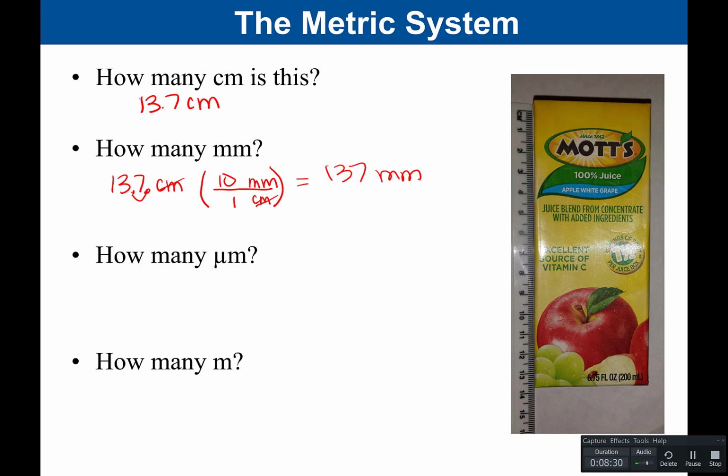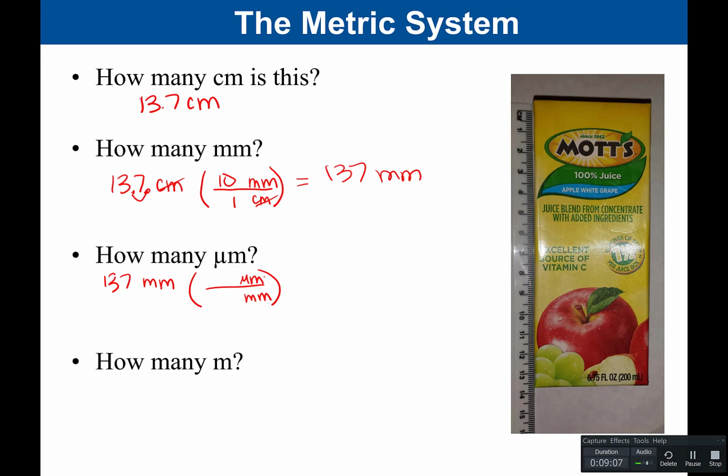The next one is asking how many micrometers. So for this, I'm going to start with millimeters because the conversion between millimeters to micrometers is easier. So I start with 137 millimeters. I need millimeters to go on the bottom because that's the unit we're trying to get rid of. And we're trying to get micrometers, so that's going to be at the top. So now we need to plug in our numbers.